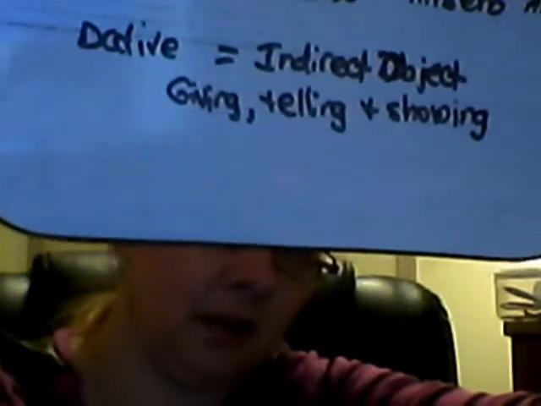Another thing we have to do is the dative, which takes the indirect object, which you have already learned. We just haven't done it in our sentences yet. So that is with giving, telling, and showing verbs. I'm going to assume that I don't have to write verbs up here, but just so you remember, I want you to write dative, indirect object, giving, telling, and showing in your notebook.